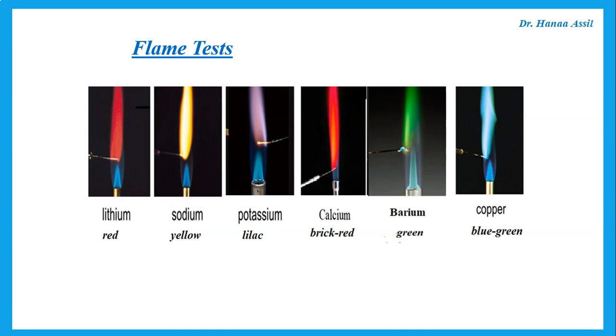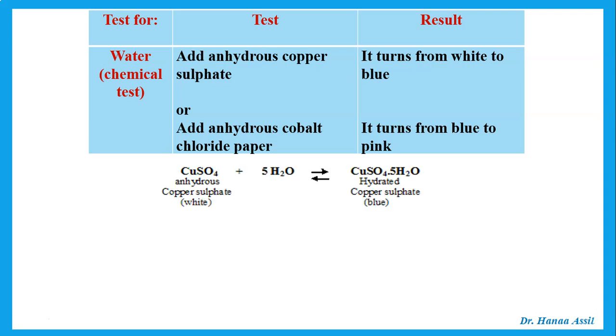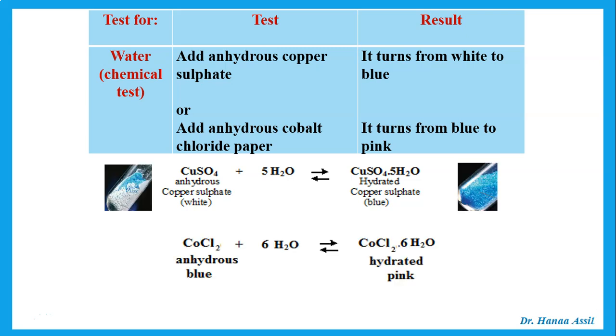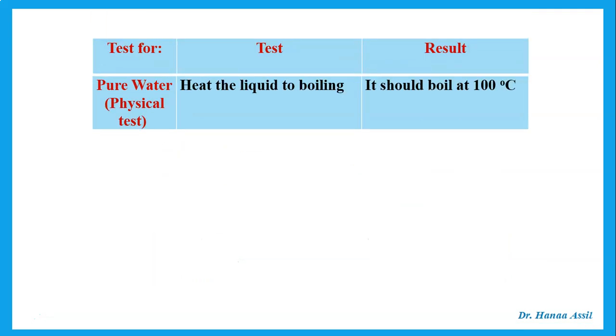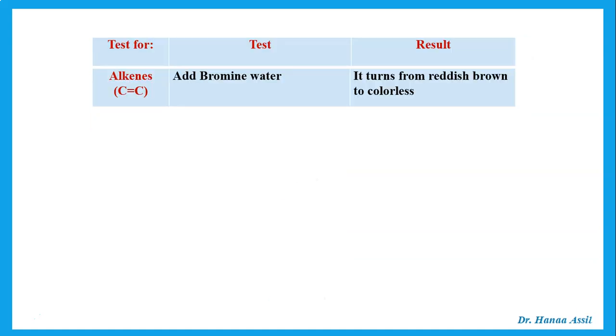Lithium is red, sodium yellow, potassium lilac, calcium brick red, barium green, copper blue-green. Please learn all of these. Of course, what is the chemical test for water? We either add anhydrous copper sulfate, it turns from white to blue, or anhydrous cobalt chloride, and it turns from blue to pink. But if I want to test for pure water, then I heat to boiling. It should boil at 100 degrees Celsius.